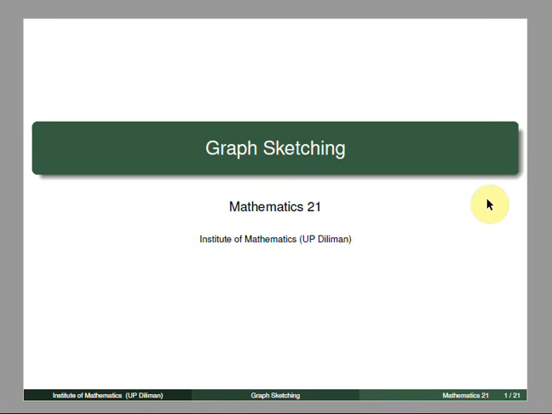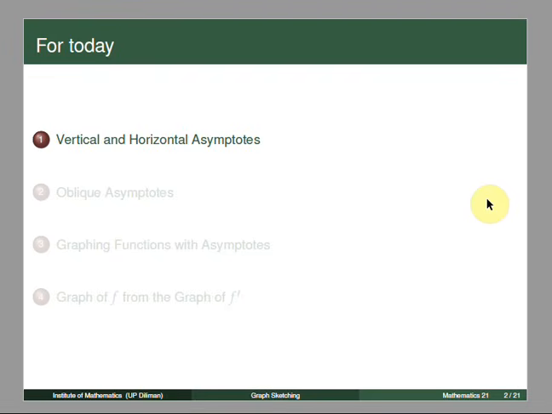In graphing rational functions, we will still need these concepts, but with the addition of asymptotes, which naturally arise when one deals with rational functions. We will be focusing only on rational functions that have linear asymptotes. This leads us to the first part of our lecture, a review on the vertical and horizontal asymptotes. Let's get started.